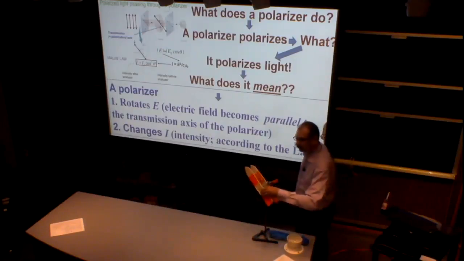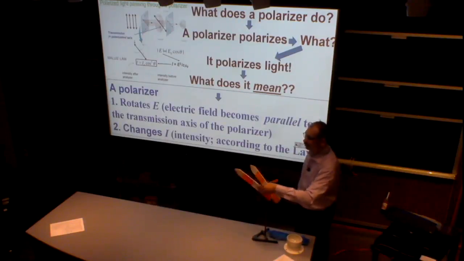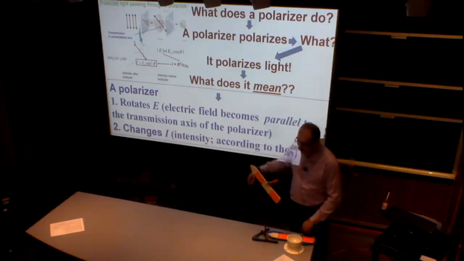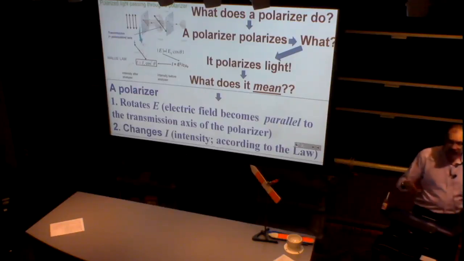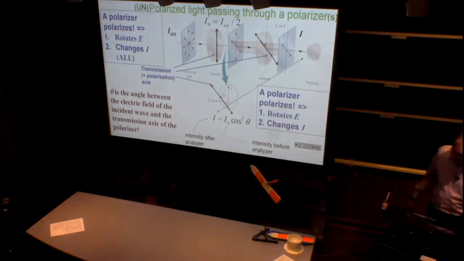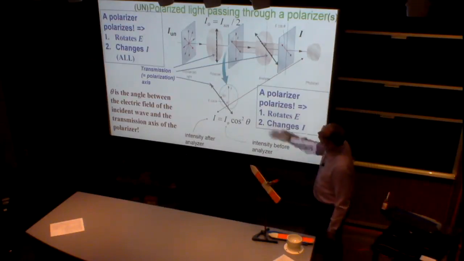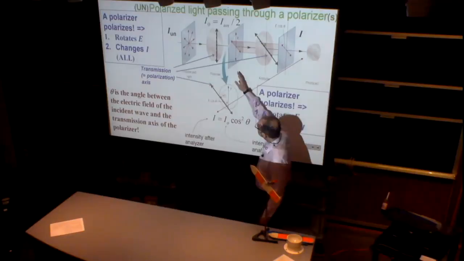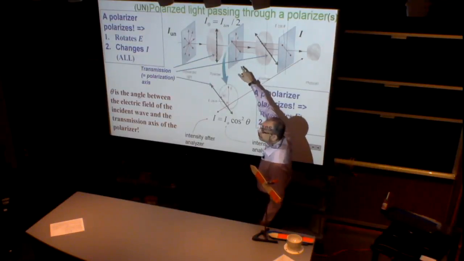After the polarizer, the electric field, the direction of polarization of light, becomes parallel to the transmission axis, and intensity is being changed according to a law, cosine squared or a half. So that's it, whole theory. If light is unpolarized, intensity just gets cut in half, but after that, light becomes polarized. If light is polarized, the intensity is related by Malus's law.